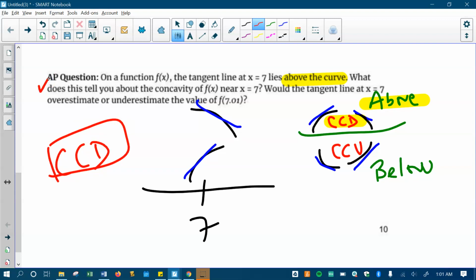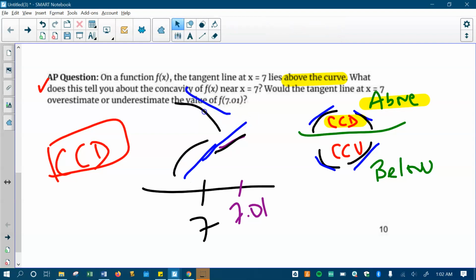And what about the tangent line at x equals 7? Would it overestimate or underestimate the value of f of 7.01? Now here's f of 7.01 for both curves. If I just extend this a little bit, let's go and extend this one. Let's see, can I move these? Can't move this.